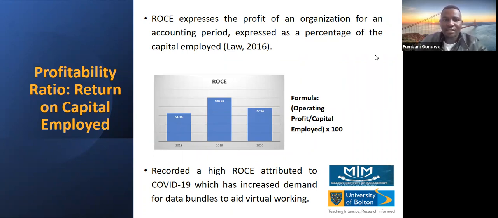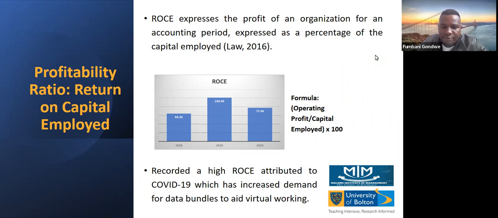So basically, this expresses the profit of an organization or a firm for an accounting period expressed as a percentage of the capital employed. And the formula for calculating the return on capital employed is operating profit over capital employed times 100, where the operating profit is actually the total revenue minus the total expenses, whereas the capital employed is the total assets minus the current liabilities.